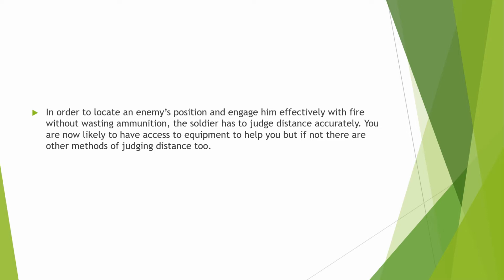In order to locate an enemy's position and engage him effectively with fire without wasting ammunition, the soldier has to judge distance accurately. You are now likely to have access to equipment to help you do this. But if there is no equipment, there are other methods. Equipment that you could have is a laser rangefinder or binoculars. But we're going to go through the stuff you can do without equipment.